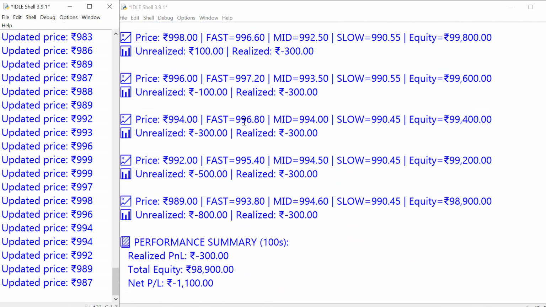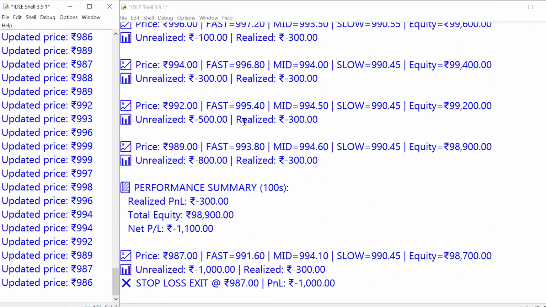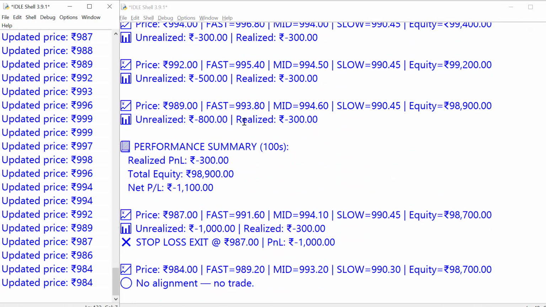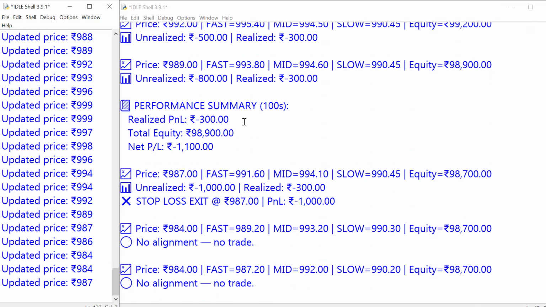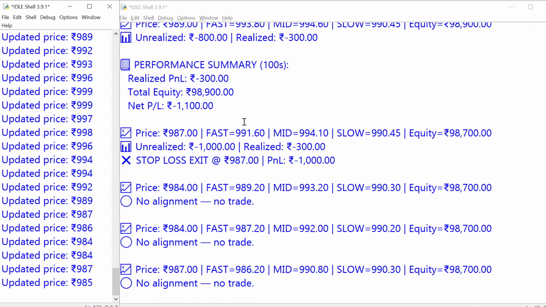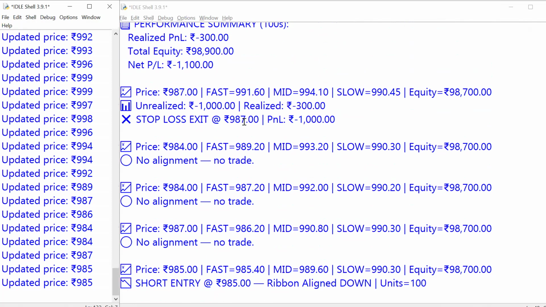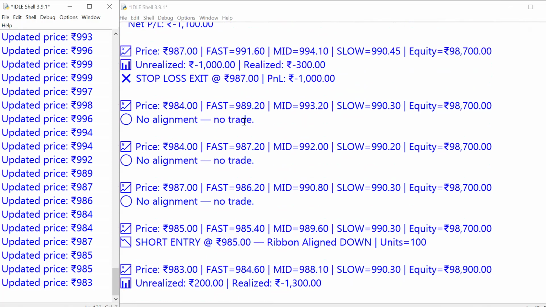See, after 100 seconds of summary, stop loss trigger again because the price has flickered very fast. No alignment, no trading is happening. We are in a current loss. Okay, again, we've taken one more trade.